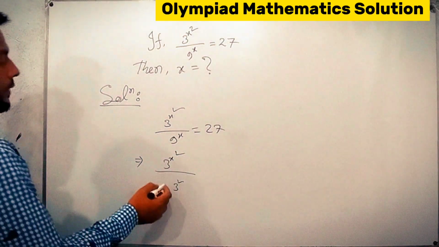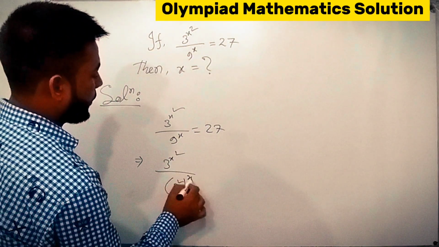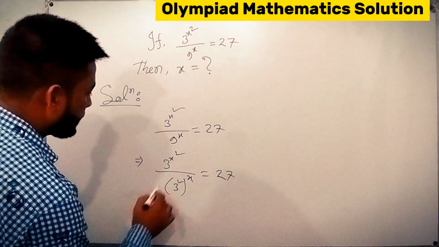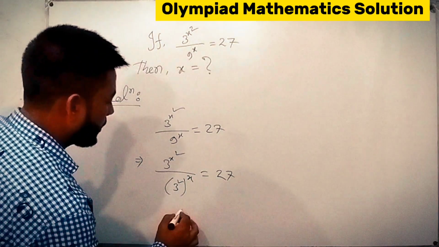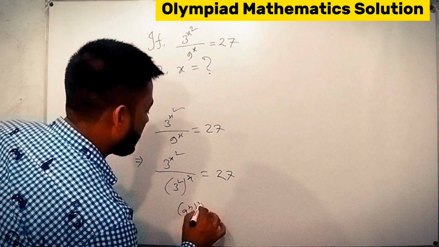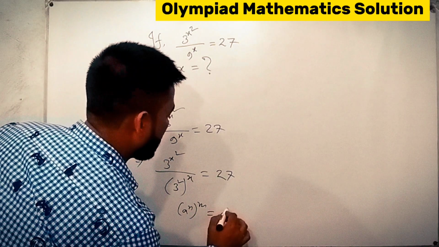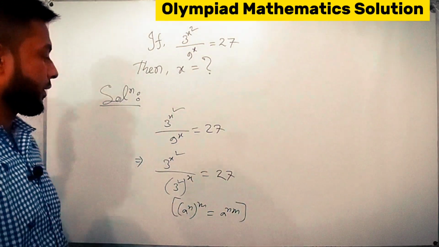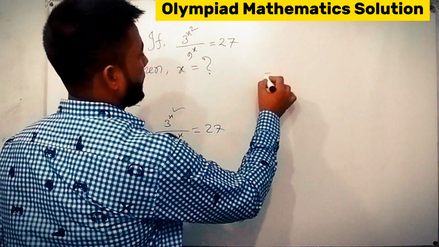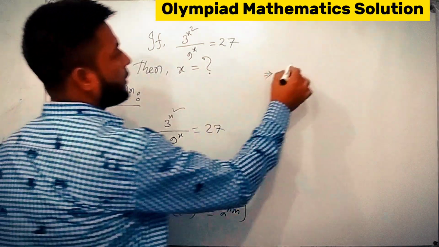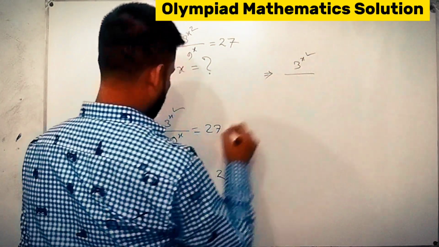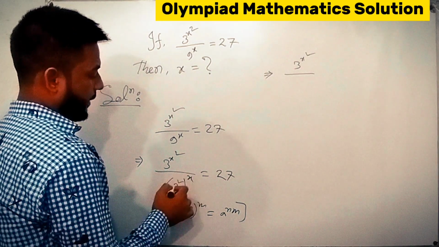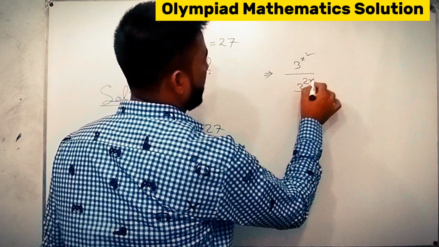This 9 we can write as 3 squared, and the whole power x equals 27. Here is a formula. We know that (a to the power m) whole to the power n, we may write as a to the power mn. This is the exponential formula of indices. Then, according to this formula, (3 to the power x) whole squared, the powers multiply, 2 and x, it makes 3 to the power 2x, equal to.